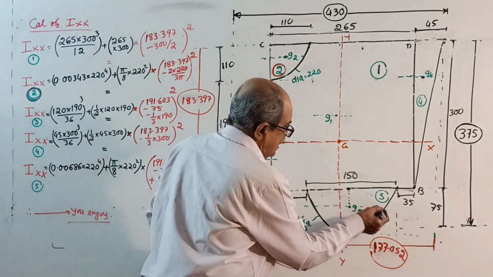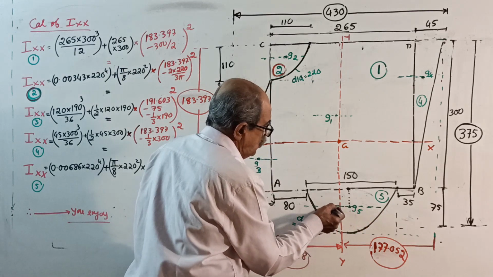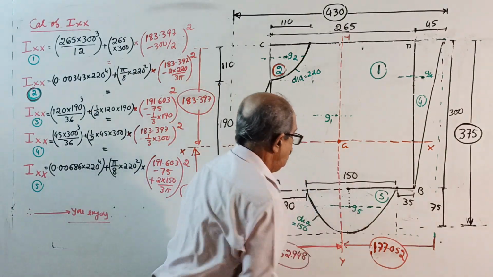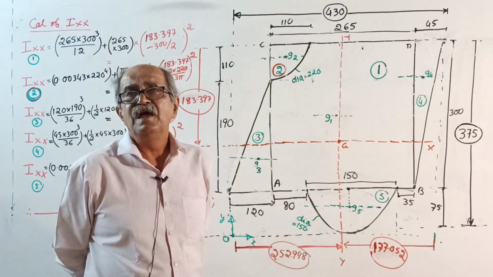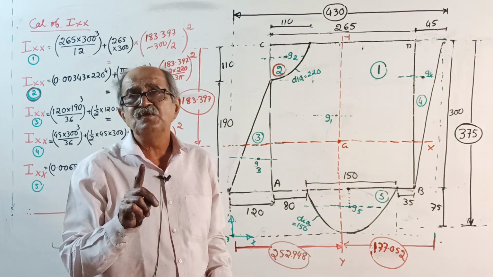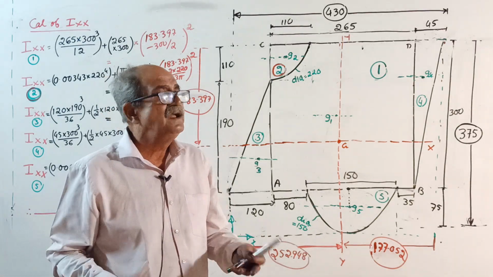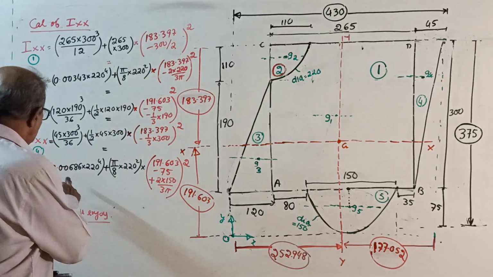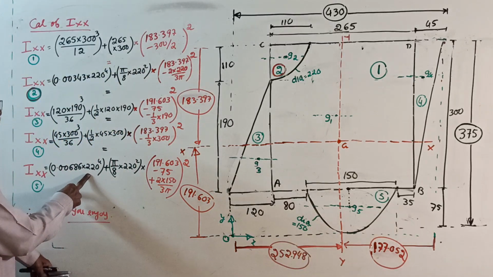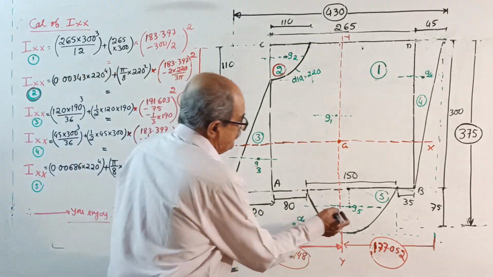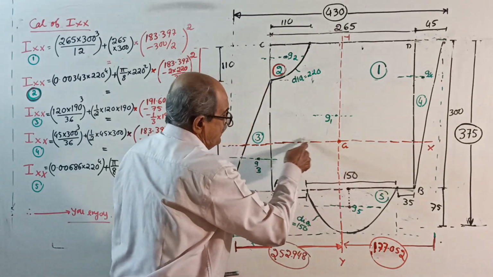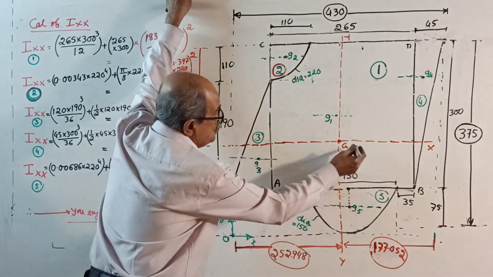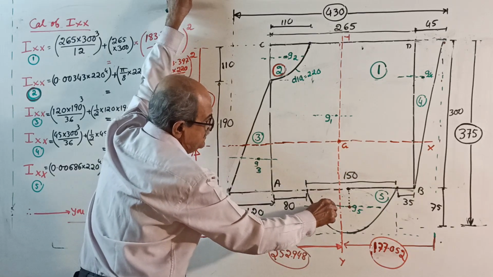Lastly, the semicircle. I about its own centroidal axis. Oh, this is not the axis of symmetry. Why? Symmetry is here. So, when symmetry is not there, for a semicircle, I about the centroidal axis, pi is not there. Always diameter power 4 times the decimal number. The semicircle decimal number is 0.00686. 0.00686 into 220 power 4 plus area into the distance from centroid G5 to XX. See, this distance square, from G5 to XX. Be very careful. This distance square.